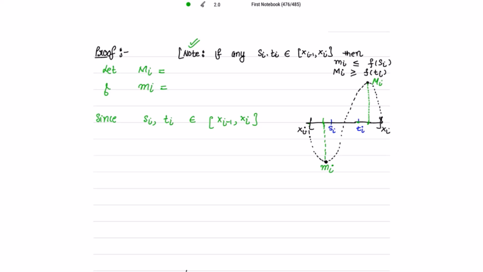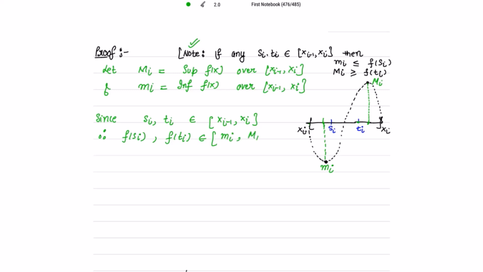Let's take capital M_i, which I am defining as the supremum of f(x) over the closed interval [x_{i-1}, x_i], and small m_i as the infimum of f(x) over [x_{i-1}, x_i]. Now since s_i, t_i belong to this closed interval, f(s_i) and f(t_i) belong to the closed interval [m_i, M_i]. So the mod of f(s_i) minus f(t_i) is less than or equal to the difference, capital M_i minus small m_i.